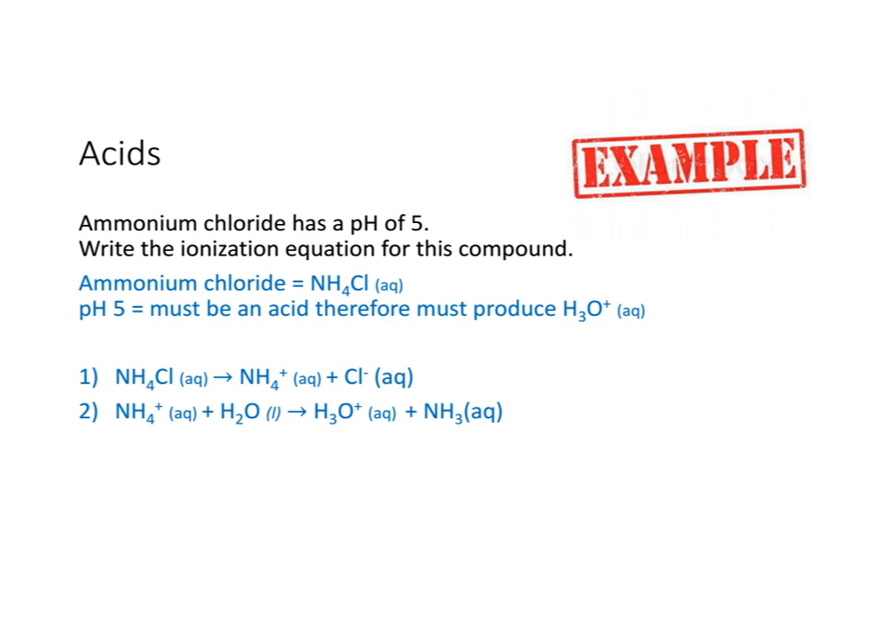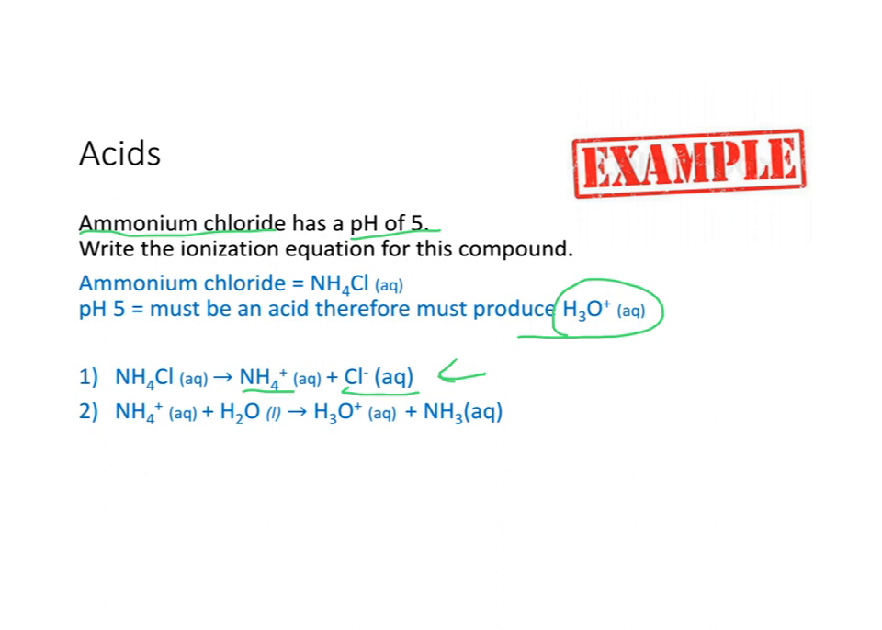We have ammonium chloride, which has a pH of 5. Now, we're told that it has a pH of 5, so we know it's an acid. So therefore, we must produce the hydronium ion in our ionization equation. Step 1 says we have to dissociate the compound, so here it is. We dissociate ammonium chloride into the ammonium ion, as well as the chloride ion.